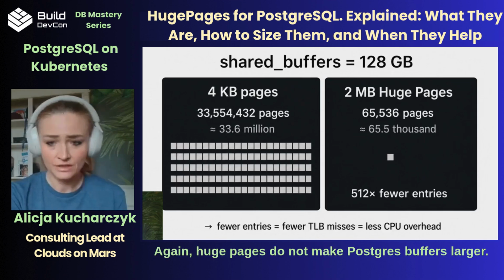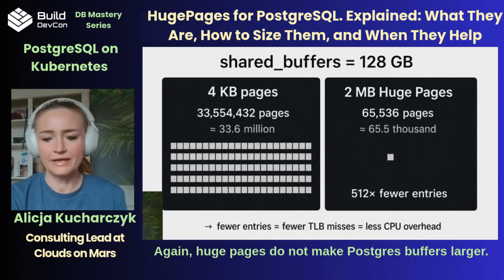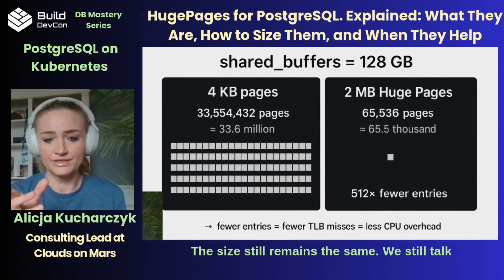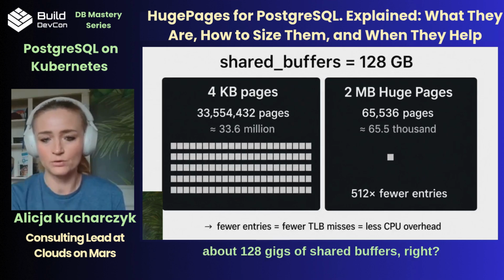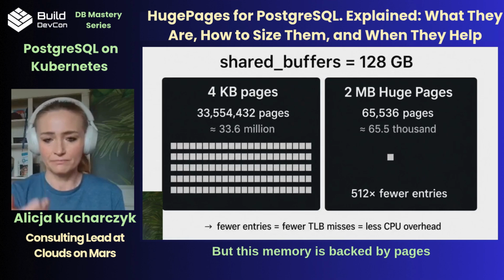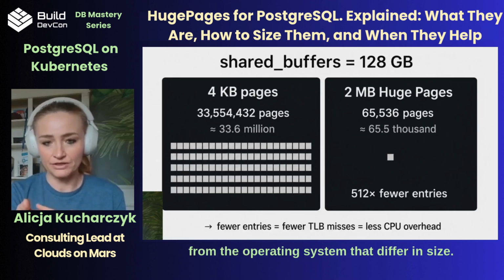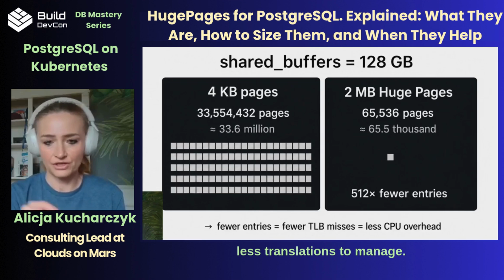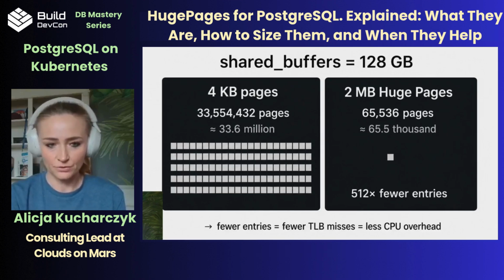Again, HugePages do not make Postgres buffers larger. The size still remains the same. We still talk about 128 gigs of shared buffers, right? But this memory is backed by pages from the operating system that differ in size. So we've got much fewer translations to manage.